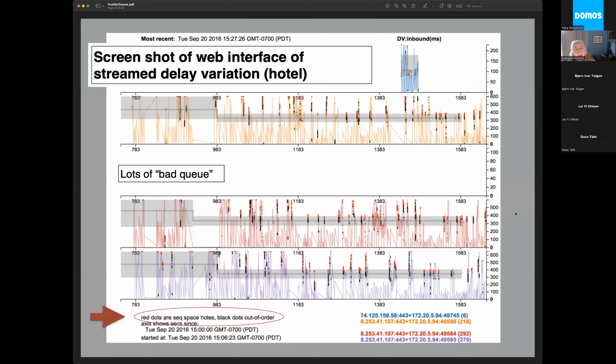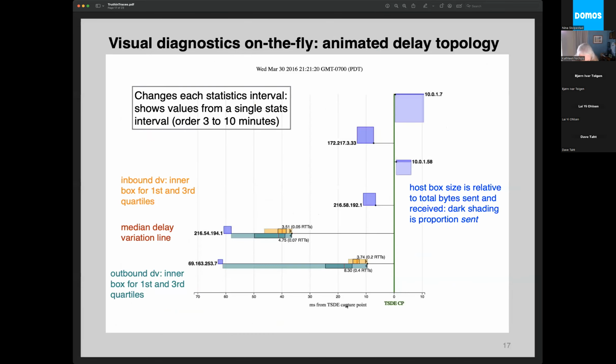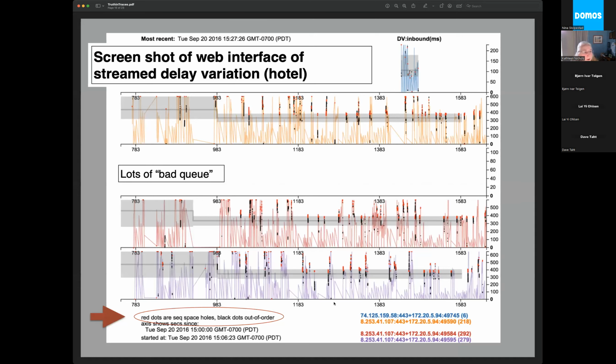Okay, so this one is a definite picture of bad queue, and it shows some other things that you can get out of the packet stream that I wanted to illustrate. Here I've added red dots for sequence space holes and black dots for when you got out of order packets. So these are additional things you get if you start looking at the sequence numbers. So look at that. You can see we've got these incredible delays.